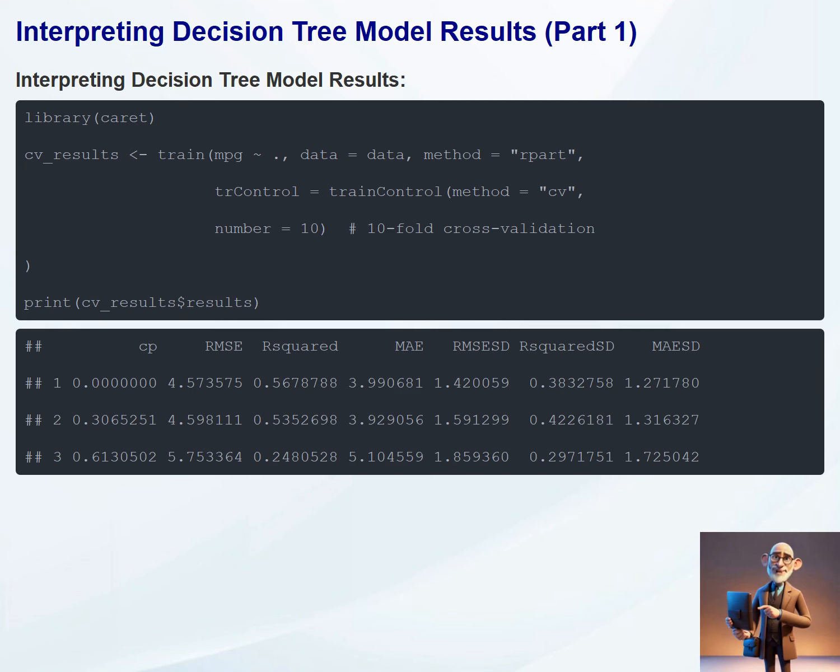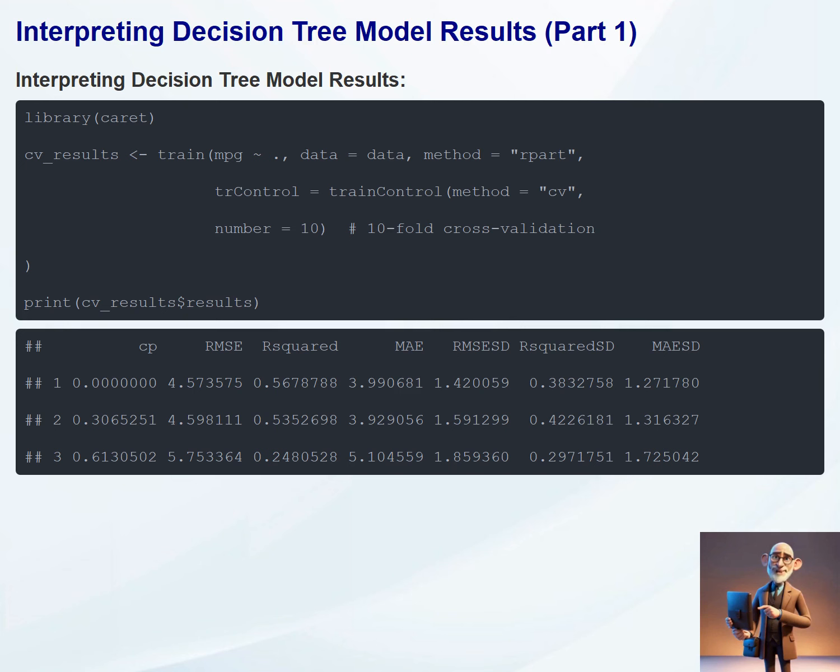The train function assesses the performance of our decision tree model using the mean and standard deviation of various metrics across the folds. The printed output provides a summary of key metrics, including RMSE, root mean square error, residual standard deviation, and R-squared values.